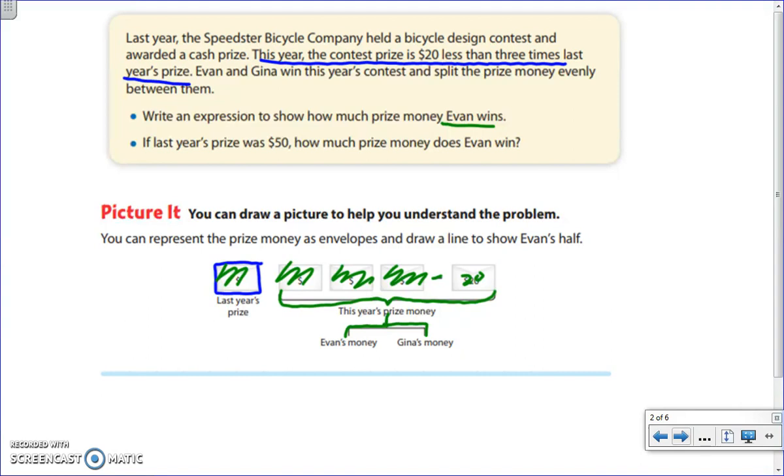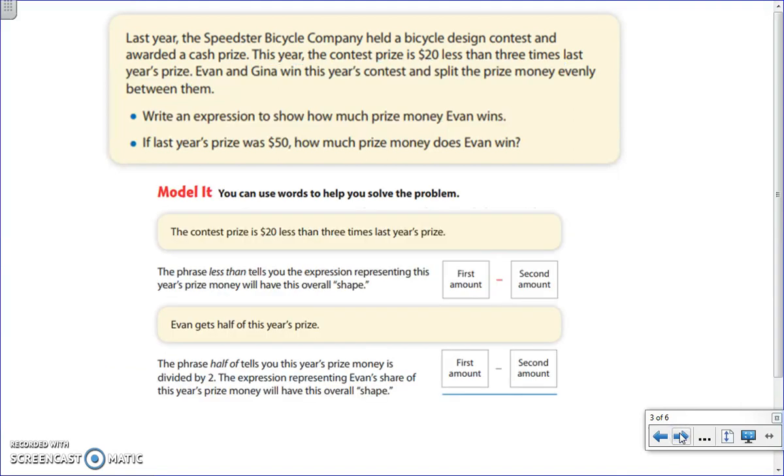Because this year's is 3 times as much, and then 20 less than that, we could have that same exact thing 3 times and then subtract 20 from it. And because it's not just Evan's prize money, it's also Gina's prize money, we'd also have to split that into 2 parts. And so we can use algebra to represent the situation as well. When we're modeling, it says the phrase less than tells you the expression representing this year's prize money will have this overall shape.